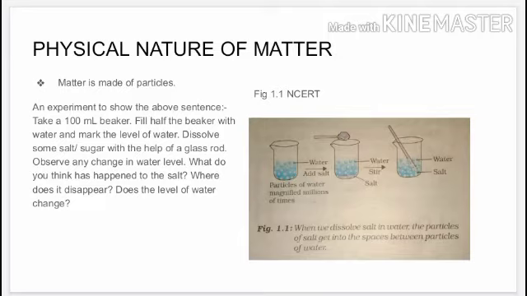What do you think, does the water level change? Or where does the salt go? Does the level of water change?